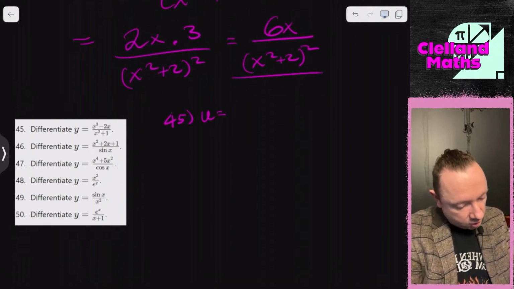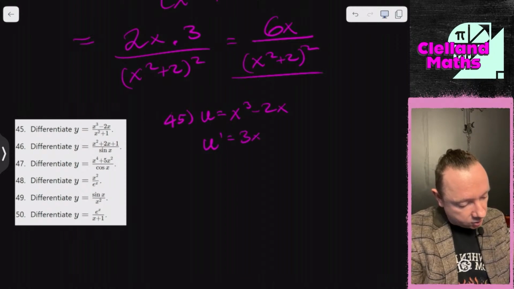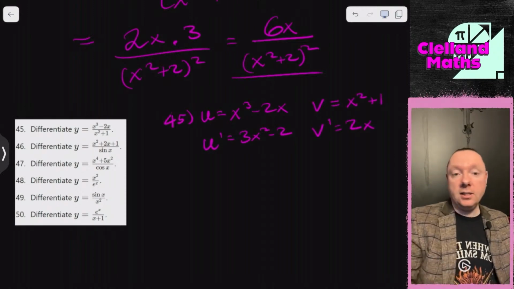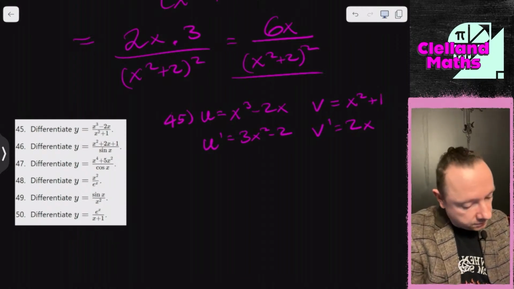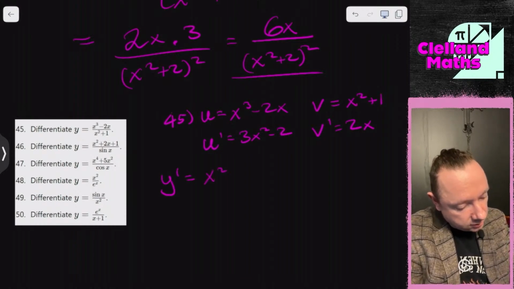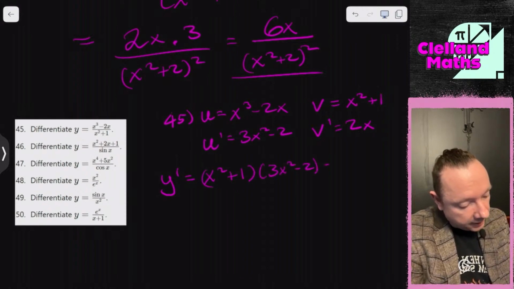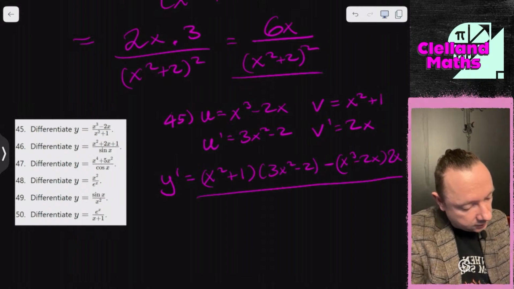45, u is x cubed minus 2x. U dash is then therefore 3x squared minus 2. And then v is x squared plus 1. So v dash is 2x. And now we can just differentiate it again. So y dash is vu dash minus u times v dash over v squared.